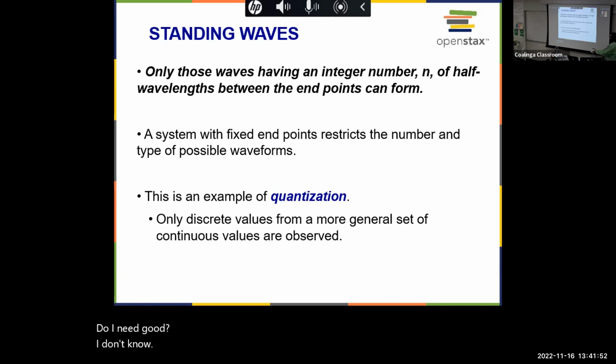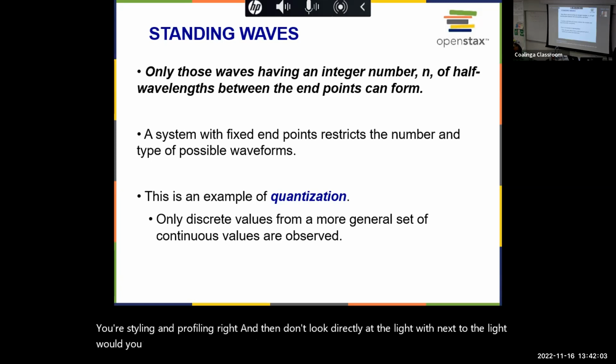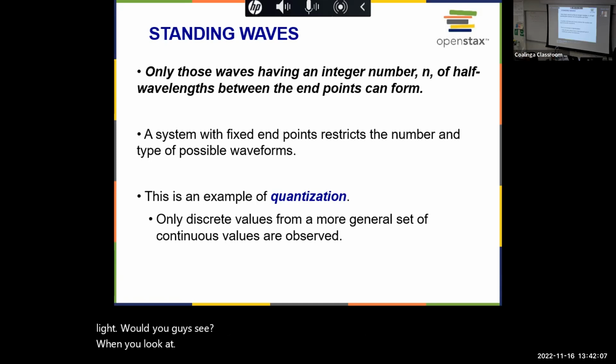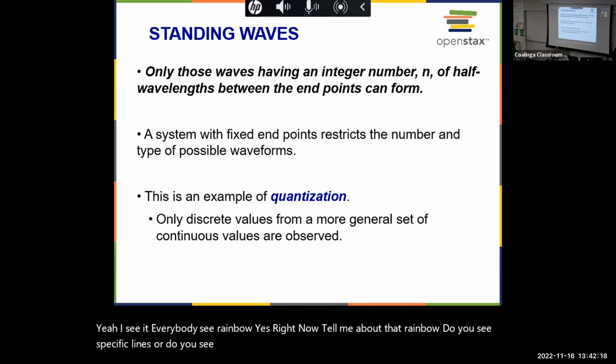Okay, so now put on the glasses. Everybody have the glasses on? And don't look directly at the light, look next to the light. What do you guys see? Like a reflection. So you see rainbows? Everybody see a rainbow, right? Now tell me about that rainbow. Do you see specific lines, or do you see it flowing into each other? Flowing into each other, a gradient.